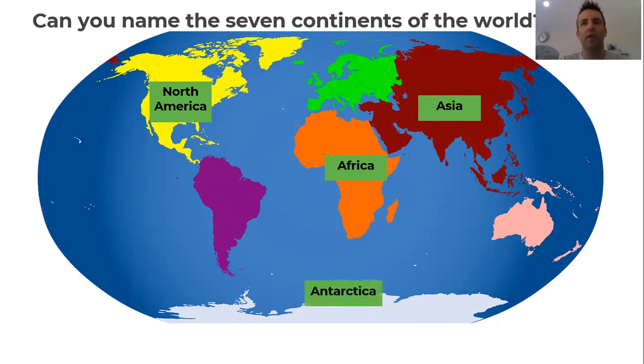Next one, can you find the continent of Australia? So put your finger on the continent of Australia. Did you find it? It's the slightly pinkish one over here. Well done. Next up, we're going to look for the continent of Europe. Remember, that's where we live in the UK. That's our continent. So put your finger on the continent of Europe. Did you manage to find it? It's the green one at the top of your map.